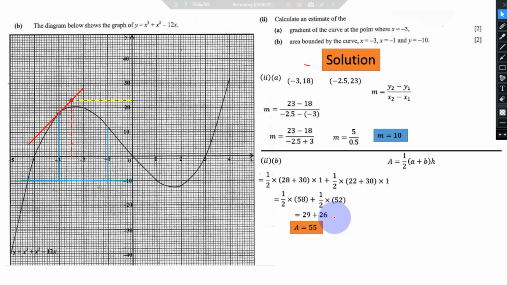Now, this is area, and we don't know what units are being represented here, either kilometers, centimeters, millimeters. So you don't write anything like that. You just write the words square units. That's all. It means you are done for this question.